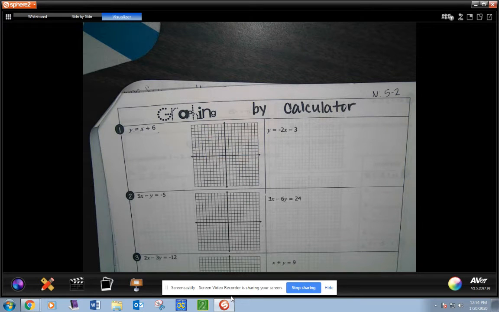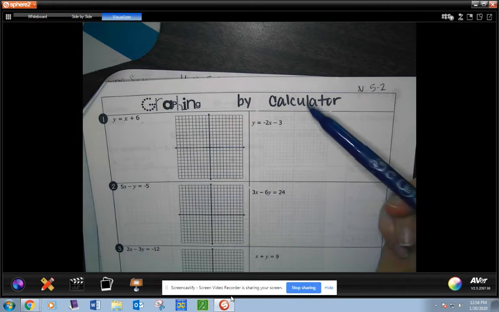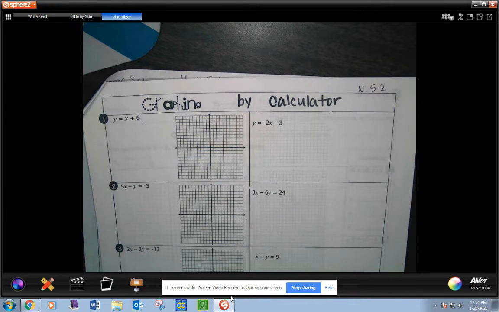Please go into your note packet to notes 5-2. It says graphing by calculator. The first lesson, 5-1, was graphing by hand where we had to draw everything. I left the graphs on here, but we're actually not going to graph by hand. We're going to use the calculator.